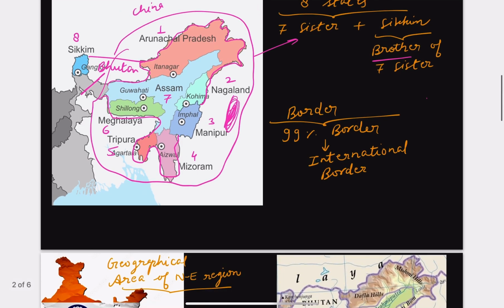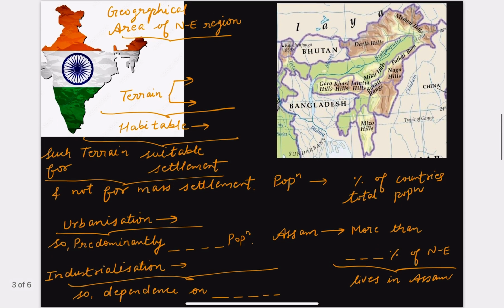Let's move forward. Here you can see that this is the full map of India. If we want to guess how much could be the geographical area of the northeast region, then if we cut the map of India parallelly, we can make a guesswork. This could be nearly what? 8 to 10% of the total geographical area of the country. So let's say this is 8 to 10% of the country's total geographical area.